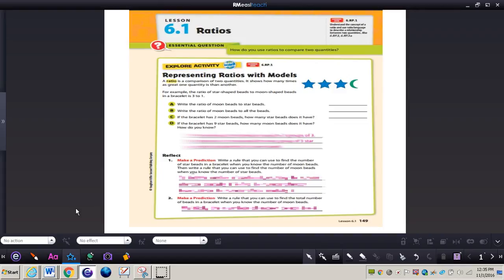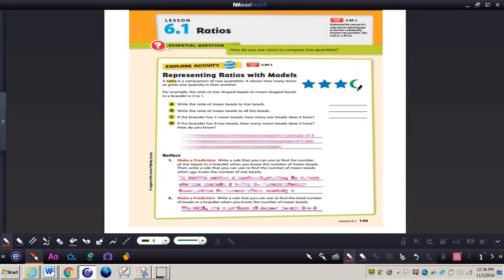So taking a look at ratios, let's look at the essential question. It's how do you use ratios to compare two quantities? So let's take a look at page 149 together and we'll answer that question. All right, so it says a ratio is a comparison of two quantities. It shows how many times as great one quantity is than another. So we can see two quantities, meaning two separate items here, so stars and the moon.